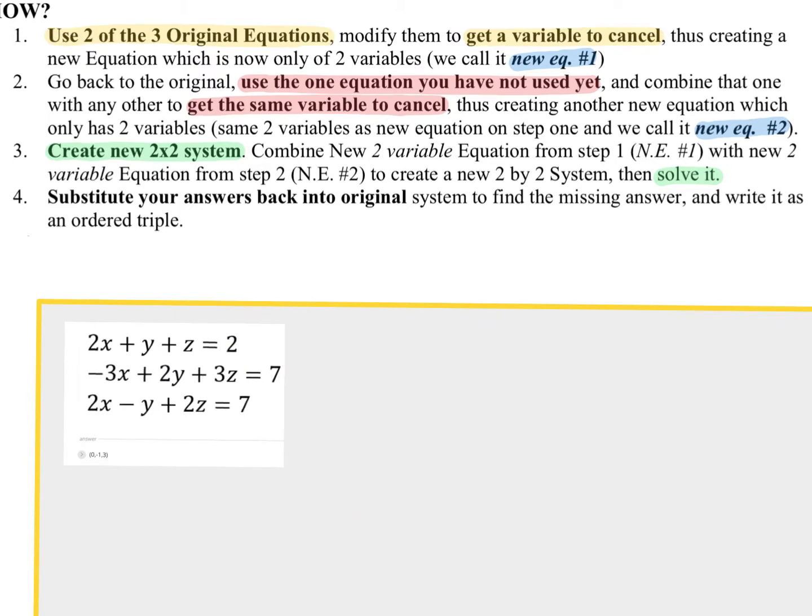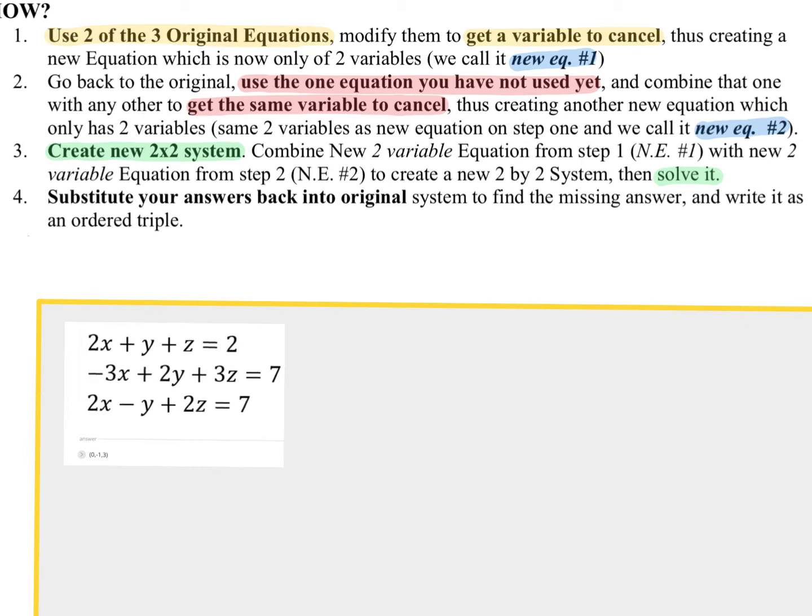Here we go. When we check out this problem, we're going to begin with the first step. Use two of the three original equations and get a variable to cancel. So you've got to look at the x's, the y's, and the z's, and think which one looks easiest to cancel. Pick one. The y's look pretty easy.